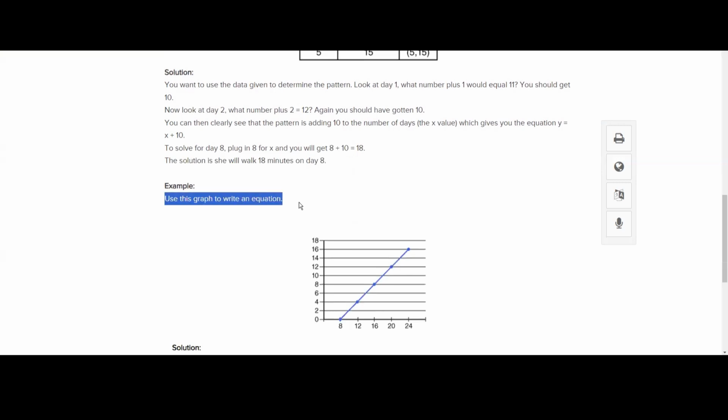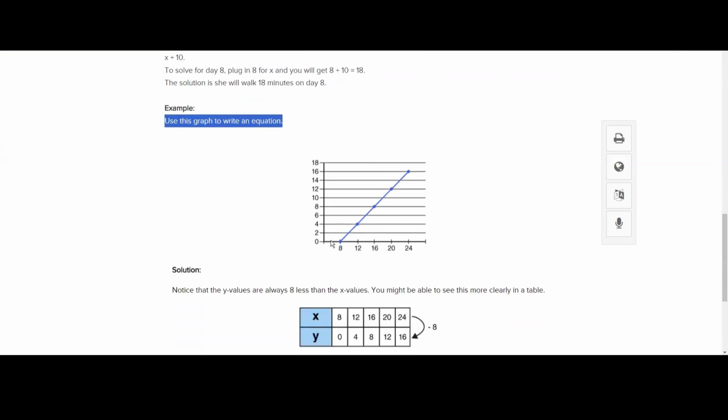Use this graph to write an equation. Okay. When x is 8, y is 0. When x is 12, y is 4. When x is 16, y is 8. When x is 20, y is 12. So whatever x is, take away 8, then you get your y. So when x is 24, take away 8, you get 16, okay?